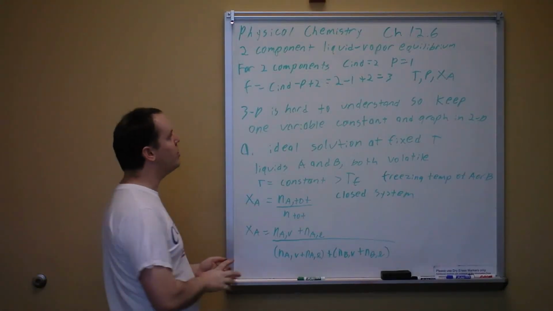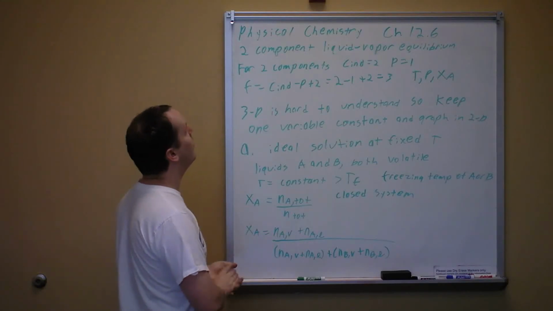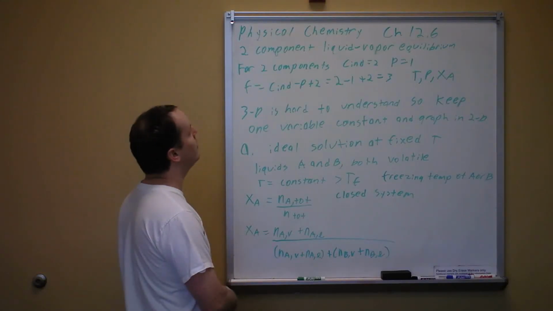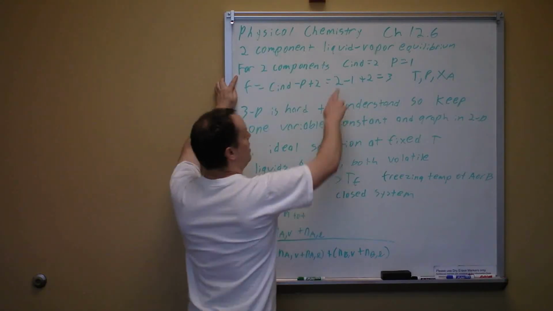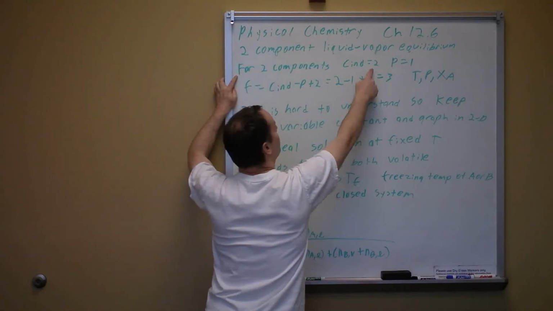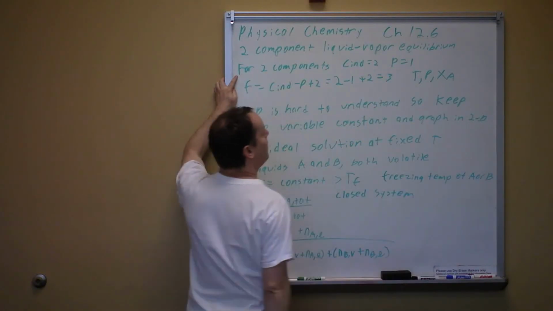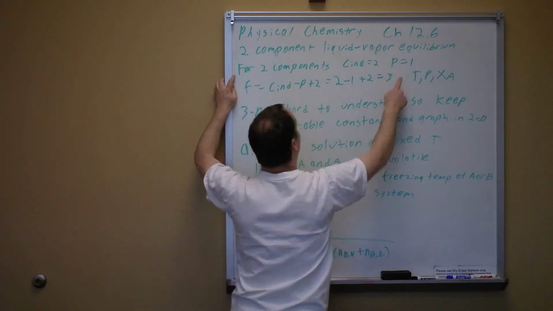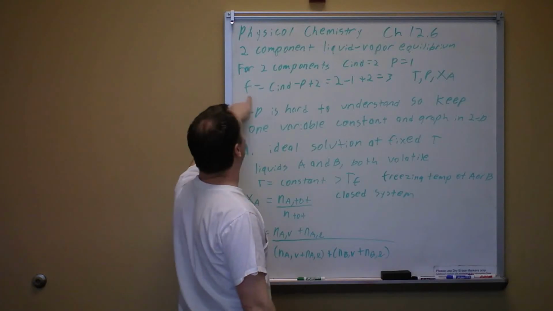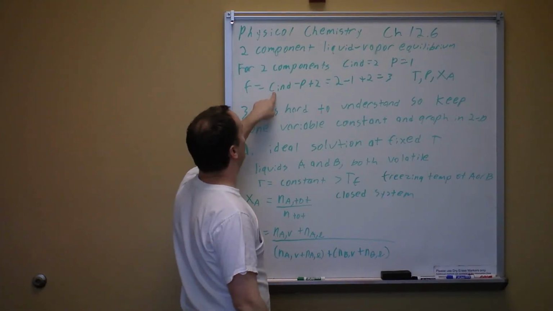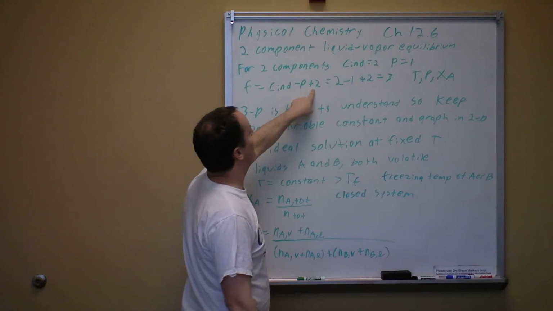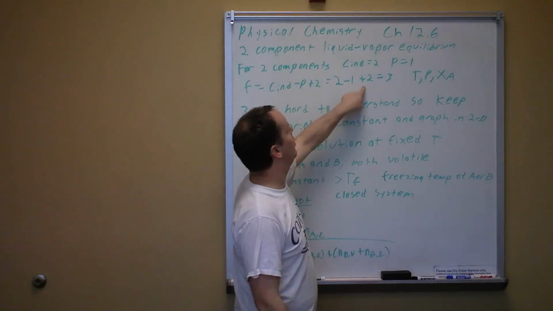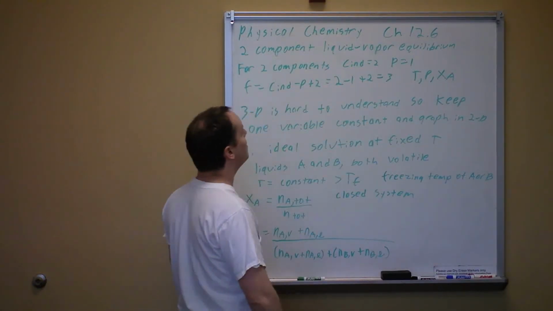Continuing on physical chemistry, chapter 12, we're beginning section 6 now. We're going to talk about two-component liquid-vapor equilibrium. Now, let's say we have two components, then the independent components, C equals 2. We're going to talk about, if we had P equals 1, just one phase, then F, the degrees of freedom, remember, equals C minus the number of phases plus 2. So we get 2 minus 1 plus 2 equals 3. So that's the bare minimum.